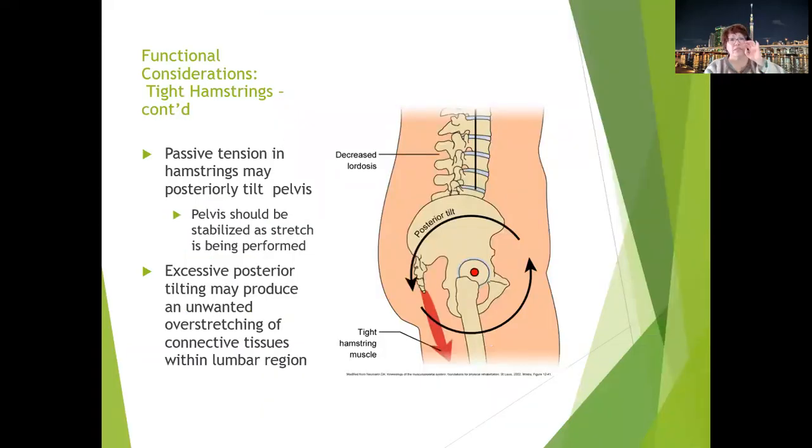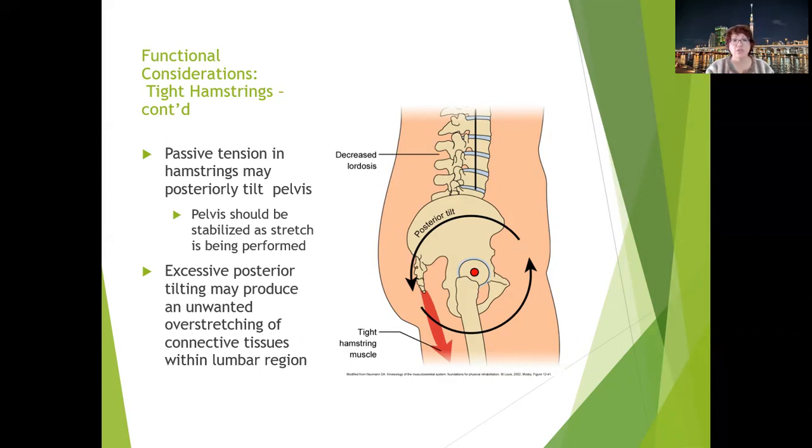The other thing that happens with tight hamstrings, if you have passive tension in the hamstrings, it can posteriorly tilt the pelvis. So we talked in the hip chapter about anterior and posterior pelvic tilts, and the hamstring group, the hip extensors, were part of the force couple for that posterior tilt. The pelvis needs to be stabilized as you perform that hamstring stretch, so you can stabilize the origin, the ischial tuberosity, and stretch the hamstrings.